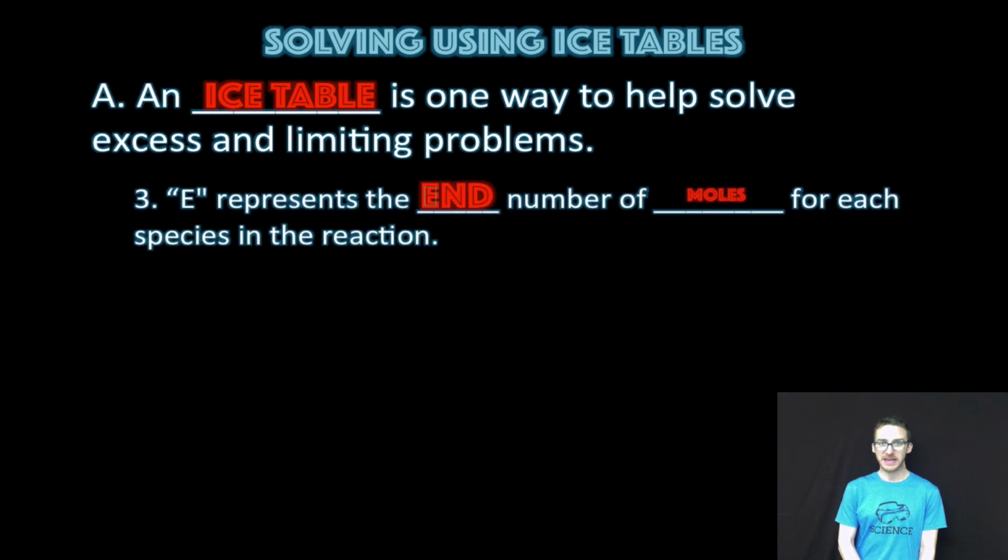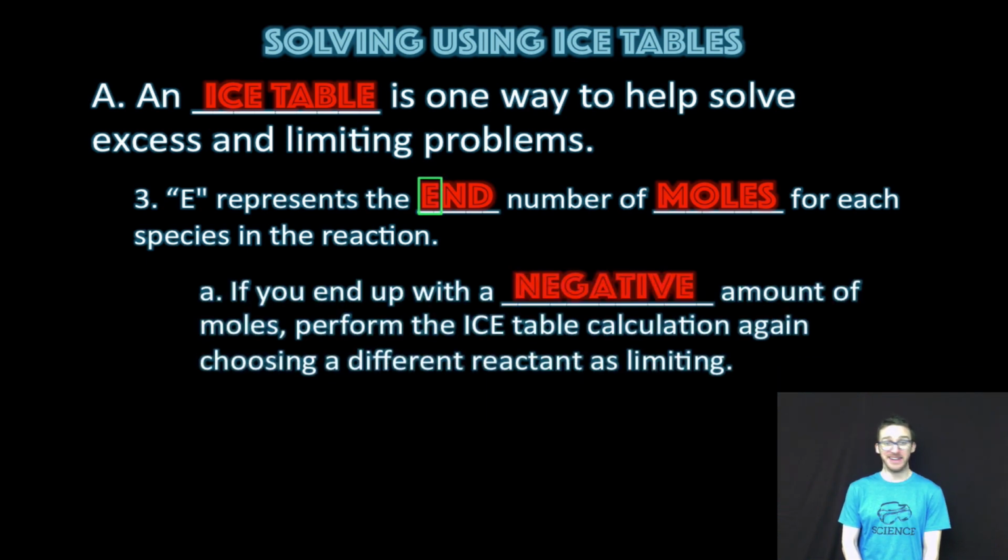And then finally, the E in ICE table represents the end number of moles for each species in the reaction. Important to note that if you end up with a negative amount of moles, perform the ICE table calculation again, but choose a different reactant as limiting. You've chosen the wrong one. Again, this will just make a little more sense with some practice.